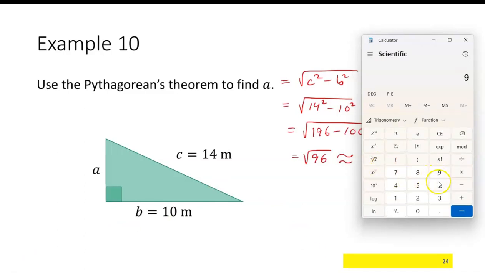if I take the square root of 96, that's approximately 9.798 meters. Or you could say the square root of 96 meters.